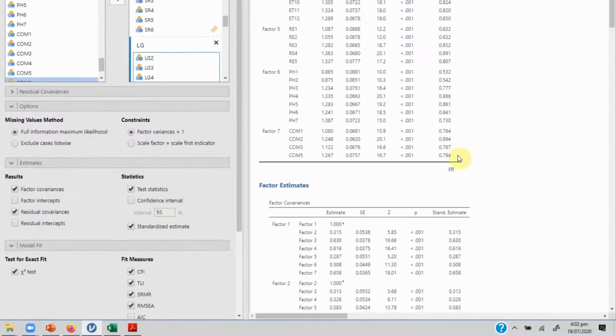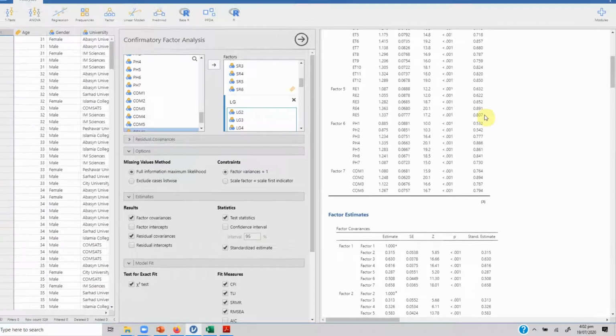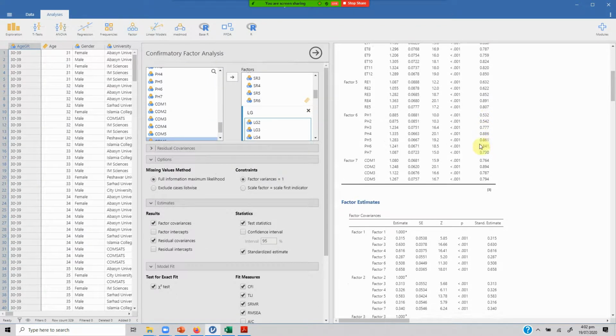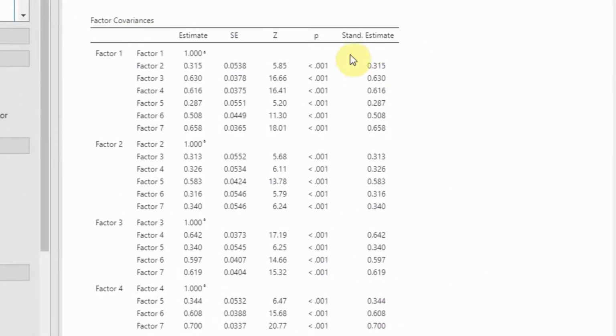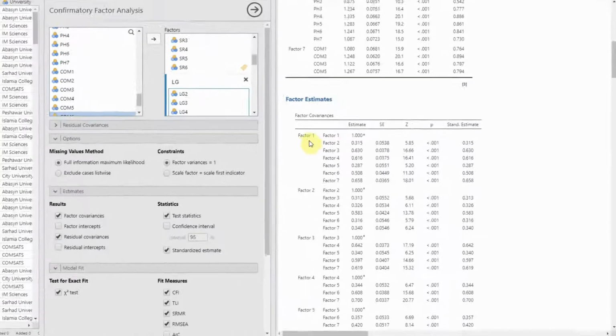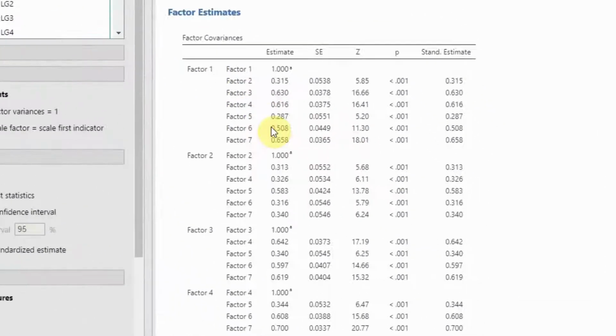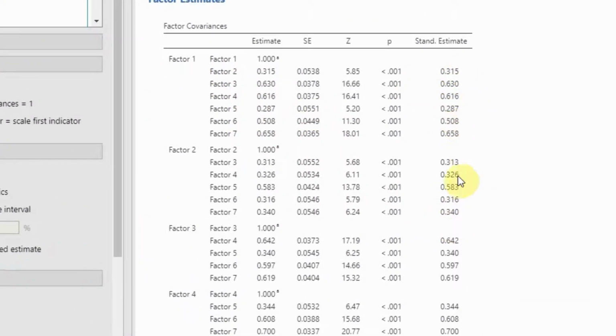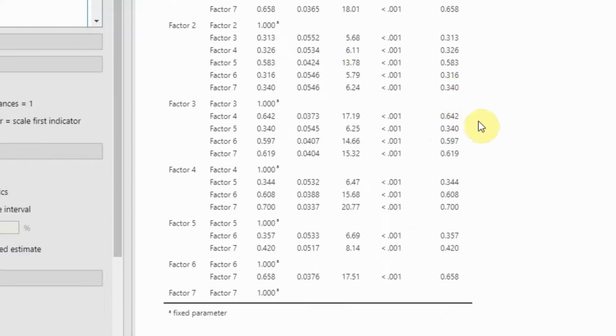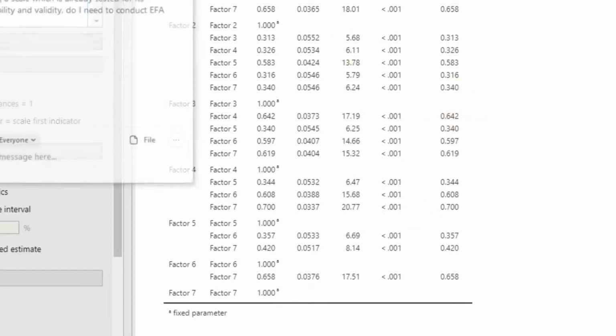All these items have very good loadings, over 0.7 for each one of them. A few are less, but still the others are over 0.7, so we do not need to remove these items. These are the correlation estimates. Covariance is the unstandardized relationship value or statistic. Once it's standardized, it is the correlation. So how is the correlation of factor 1 with all the other factors? So you can develop a matrix based on this that we can use further to establish discriminant validity.